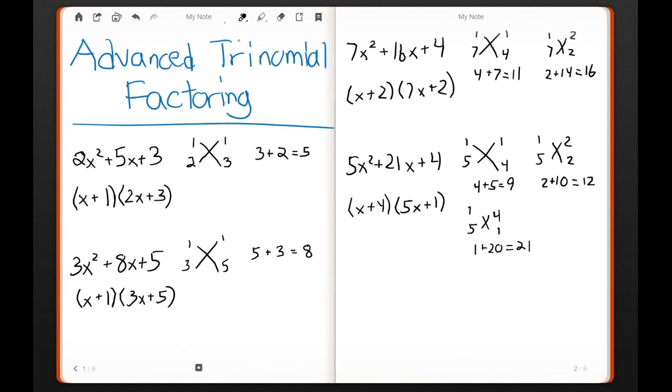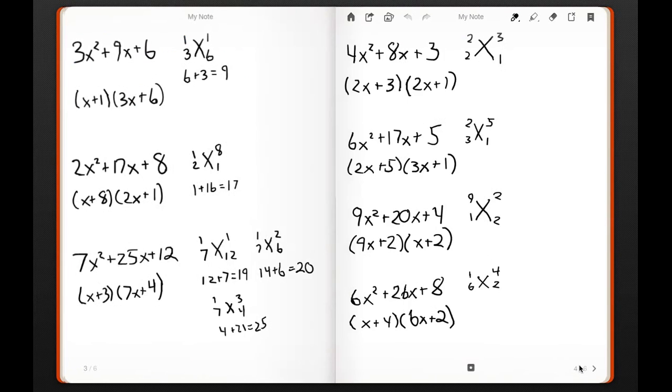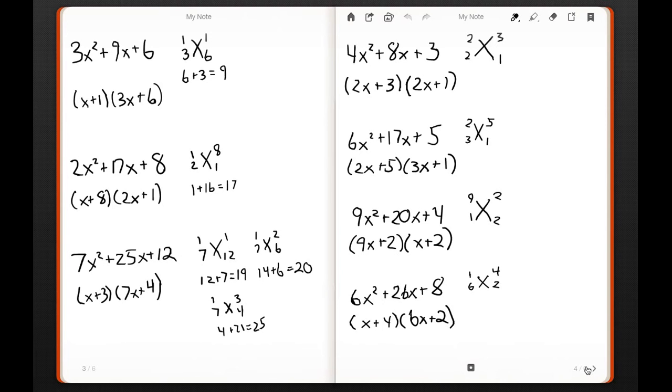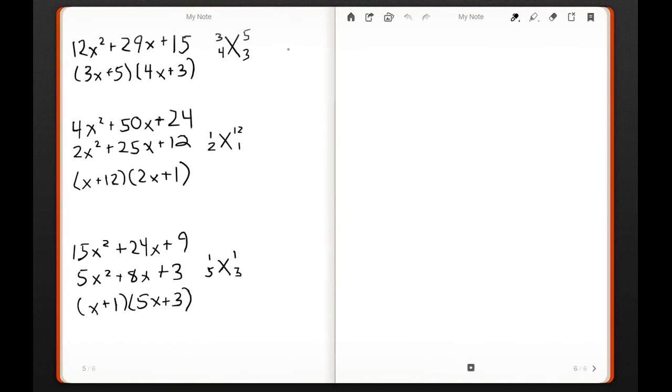Okay, this is the third and last part of the video series on advanced trinomial factoring. Of course, there will still be more factoring after this. Factoring is a very important skill, so we have lots of videos on it. But we're going to be doing the same thing here, but now we bring in the negative numbers.